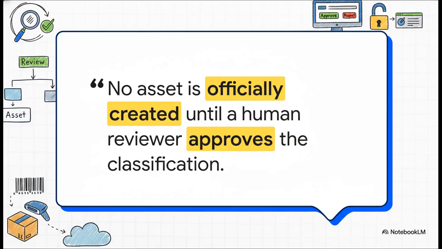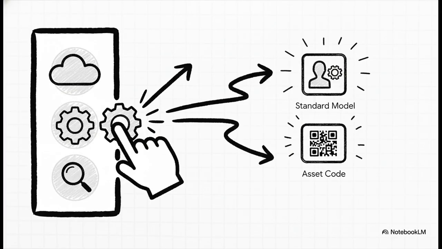And let's be crystal clear about this. Nothing is final until that review is done and an approval is given. No asset is officially created and no code is issued. This step is absolutely mandatory. And that's it. You now understand the logic from start to finish. So now it's your turn. In the training exercise that's coming up, you'll get to put this into practice. As you make your classification choices, you'll actually see AssetPro generate the standard model and the asset code instantly. It's the perfect way to see this whole process come to life.